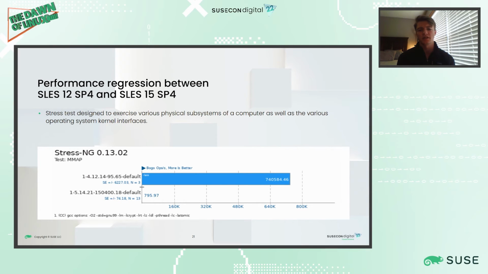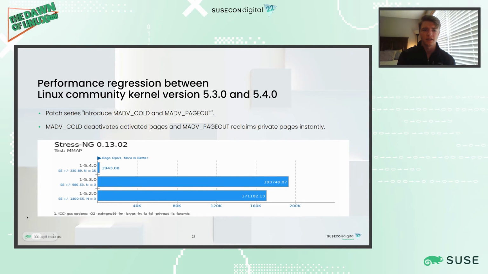If you take a look at the graph below, you can see that StressNG's mmap test case had a very large performance regression on SLES 15 SP4, which is the bottom graph, when compared to SLES 12 SP4, the top graph. And Brian, if you would like to move to the next slide. Thanks. Using Git bisect, I was able to identify that the performance regression occurred in community kernel version 5.4.